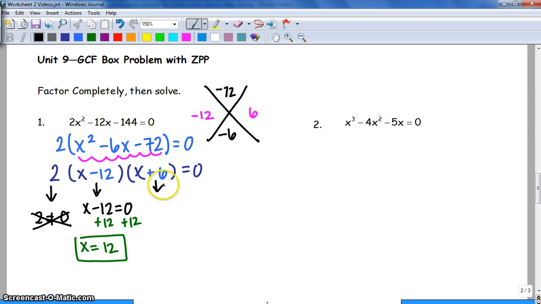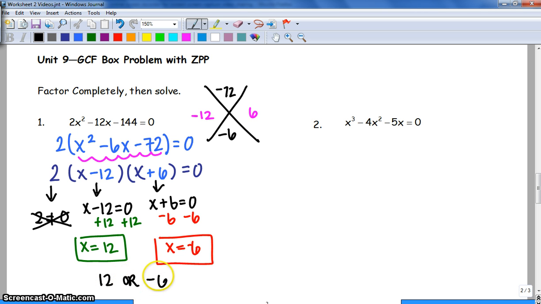But the x plus 6 could also be equal to 0. So in that case, we would minus 6 on both sides and get x equals negative 6. So your answers are 12 or negative 6. Or you could just leave it like this.